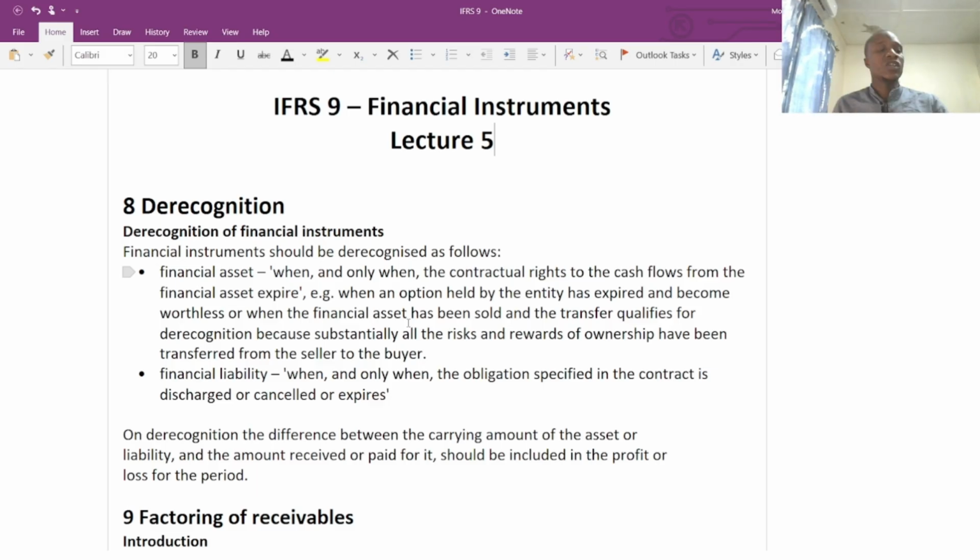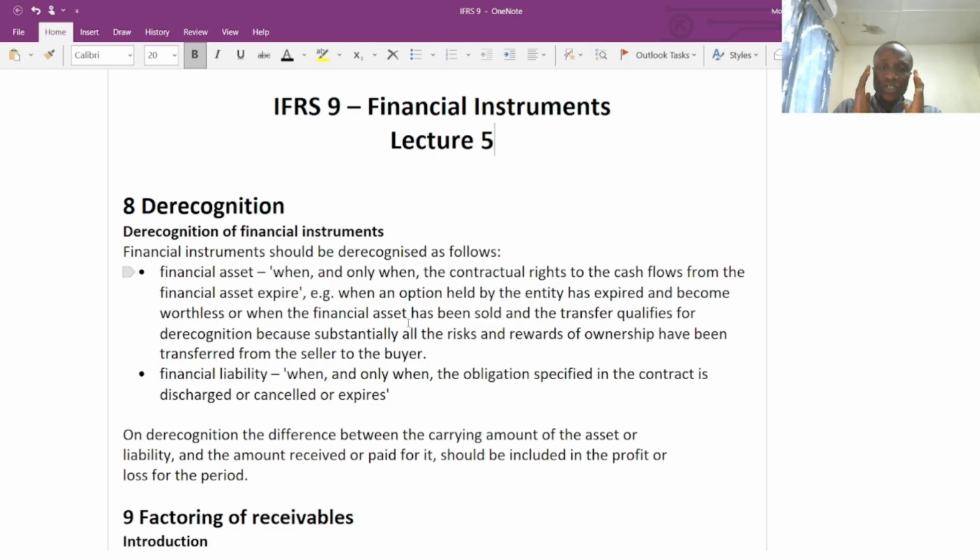So derecognition is talking about the removal of assets from the financial statement or the removal of liability from the financial statement. So now we are talking about financial liability: when and only when the obligation specified in the contract is discharged or cancelled or expired. So now if we're talking about liability, there should be a present obligation. So if the obligation has been executed, or if the obligation is cancelled, or if the obligation is expired, automatically there is no existence of present obligation at any point in time. So if that is the case, we are going to derecognize that financial liability.